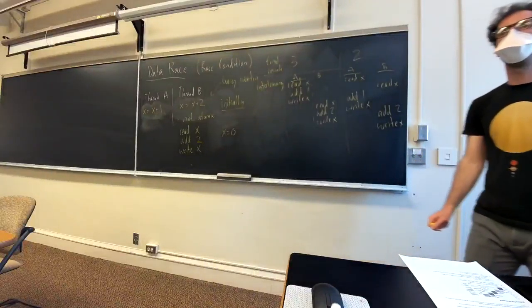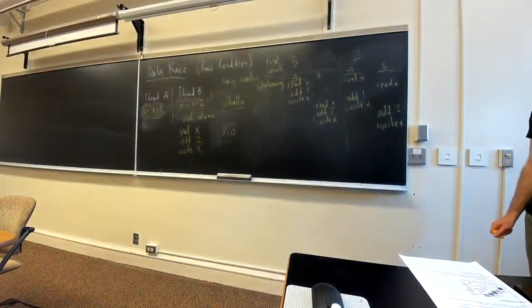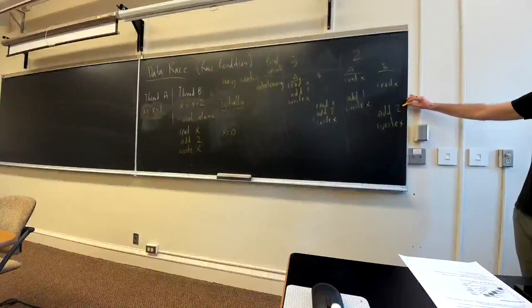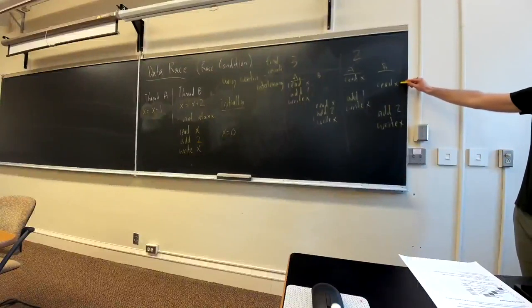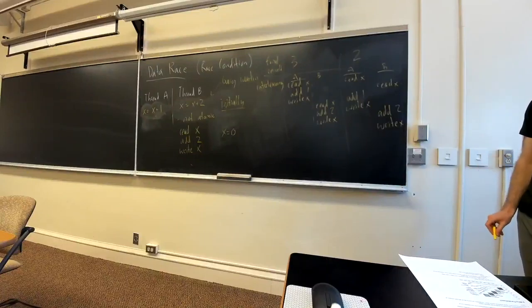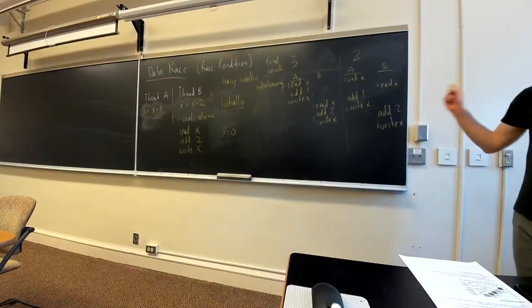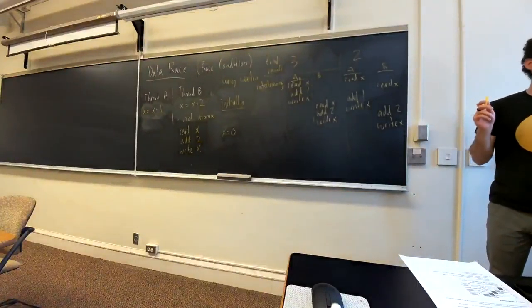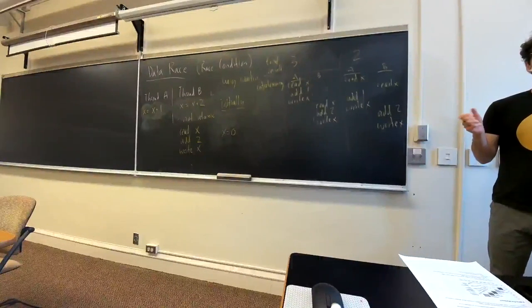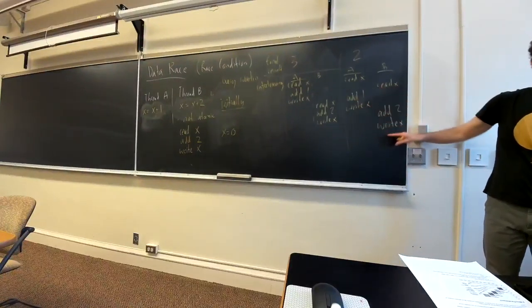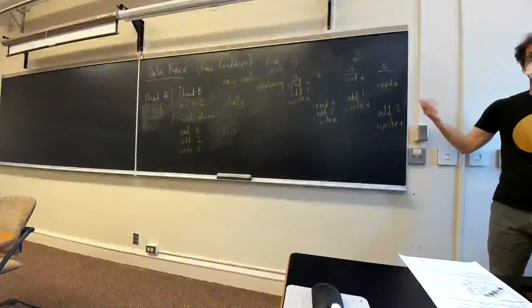Yeah, Ollie. If thread B adds before thread A writes, would that give us 3 or 2? I think it would still give us 2, because each of these are adding to 0. Okay, got it. Does this make sense? Questions on this? Yeah, if we just reordered these 2, we get 1 instead of 2.